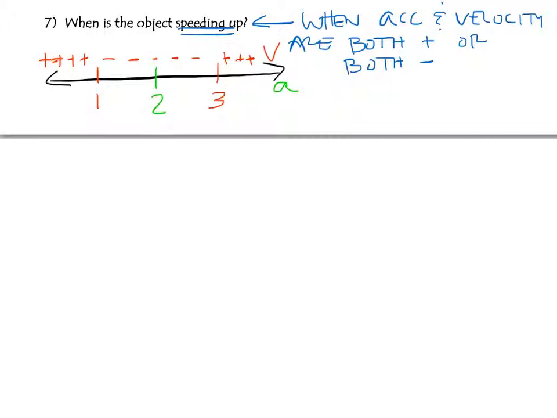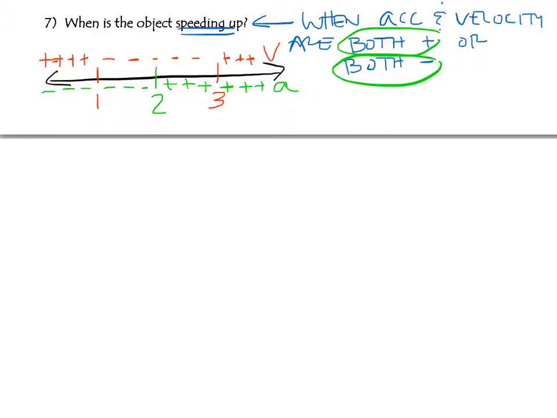Now we're looking at our number line from problem number 4. The acceleration was negative when it was less than 2. Positive when it was greater than 2. So what we're doing here is we're trying to figure out, remember, when is it speeding up? That happens when they're both negative or both positive.